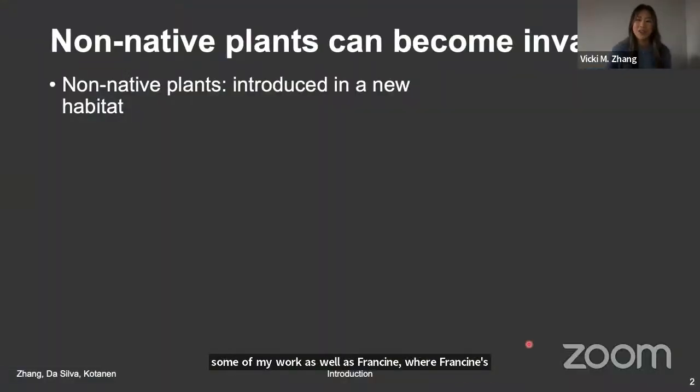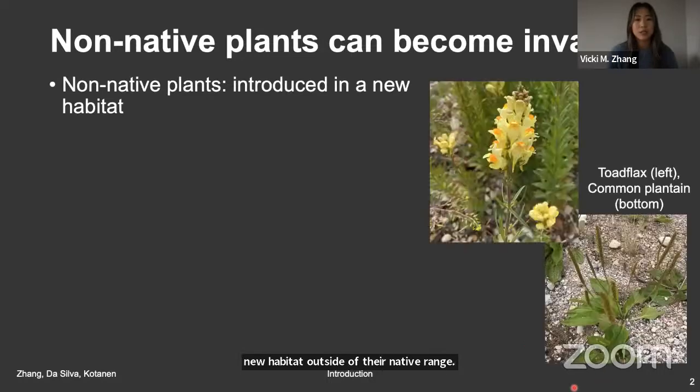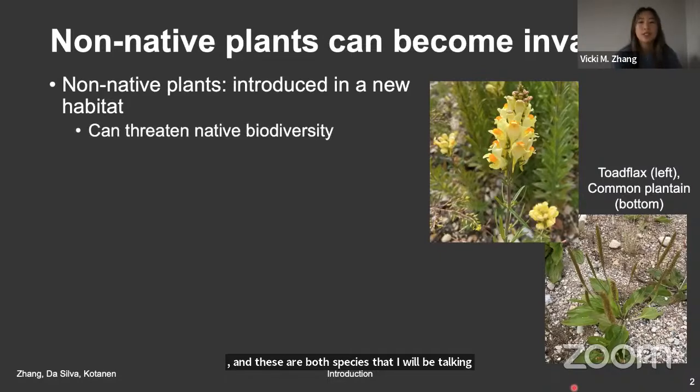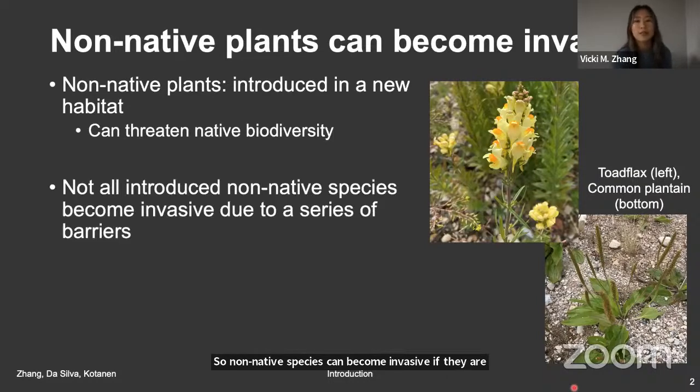I don't need to introduce non-native species to this crowd, but essentially they are species that have been introduced over a biogeographical barrier to a new habitat outside of their native range. I just have two examples on the screen here. This is common plantain on the bottom and toadflax on the left, and these are both species that I will be talking about today. So non-native species can become invasive if they are dominant and widespread, and they can really threaten native biodiversity. But not all non-native species that invade a new area can become invasive.